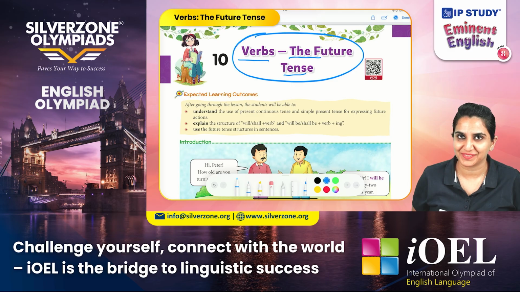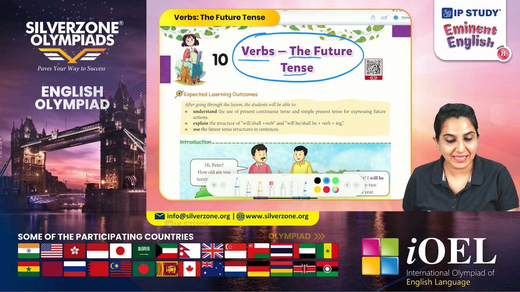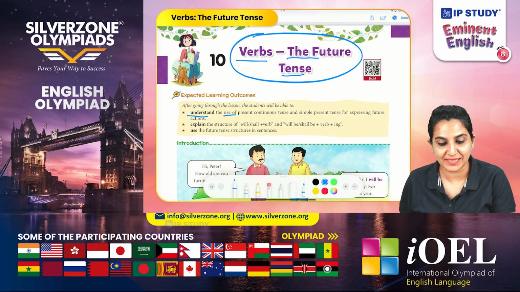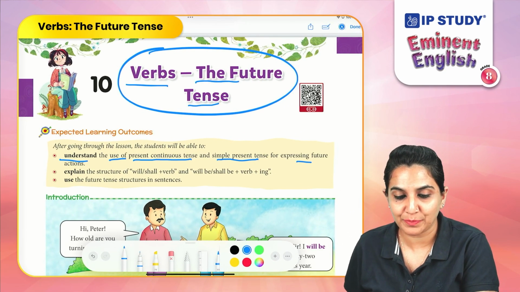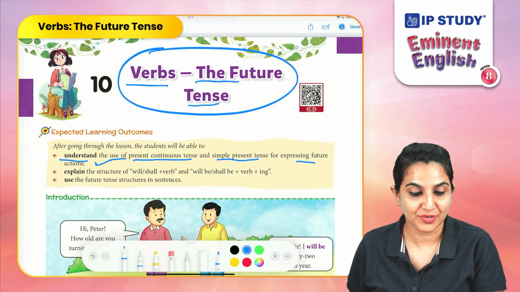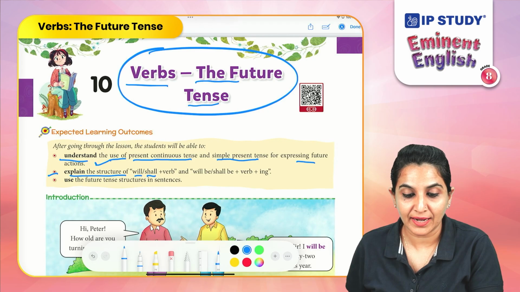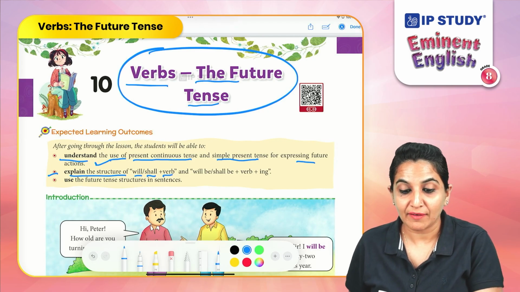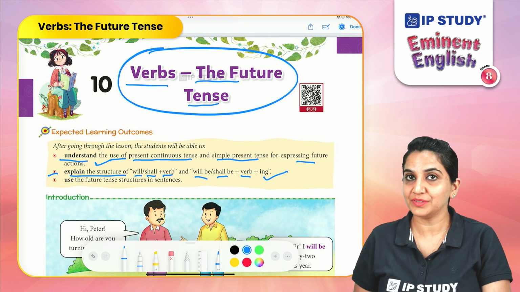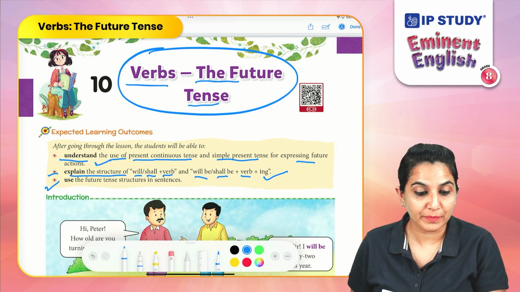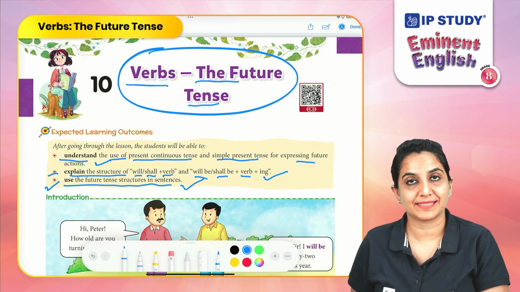the future. By the end of this lesson, you will be able to understand the use of present continuous tense and simple present tense for expressing future actions. Explain the structure of will, shall, along with the verbs, will be, shall be, along with the verbs and the ing form of the verb. You will be able to use the future tense structures in sentences.